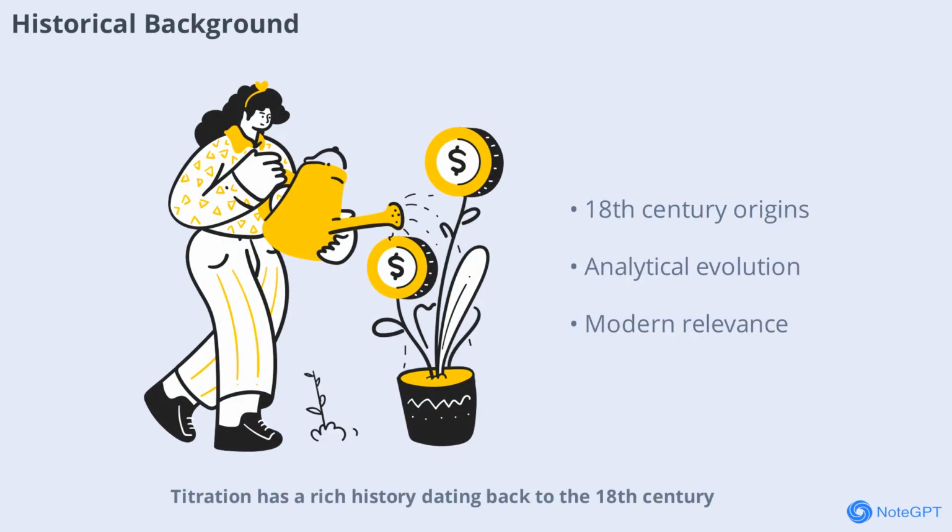Titration has a rich history dating back to the 18th century. Early chemists developed the technique to analyze acids and bases, paving the way for modern analytical chemistry. Over time, titration methods have evolved, becoming more precise and versatile. Understanding the history of titration provides context for its importance in today's laboratories.